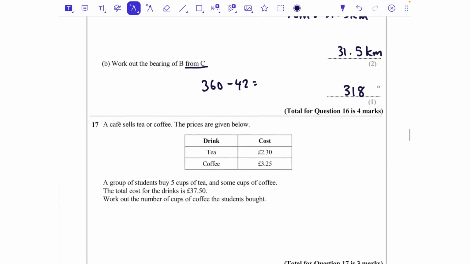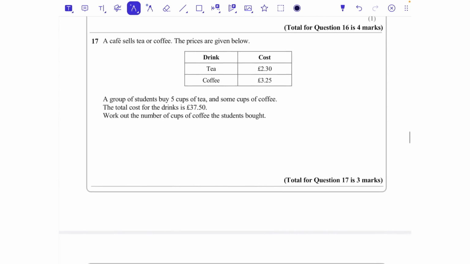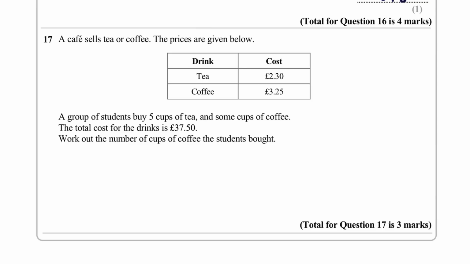Question number 17. A cafe sells tea or coffee. The prices are given below. A group of students buy 5 cups of tea and some cups of coffee. The total cost for the drinks is £37.50. Work out the number of cups of coffee the students bought.